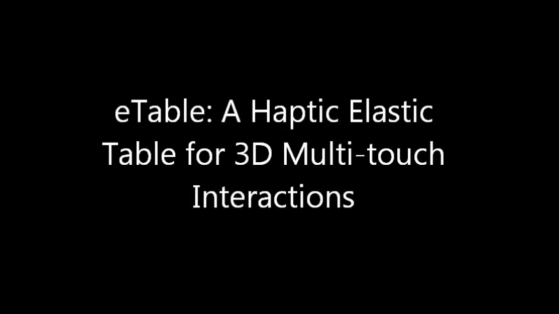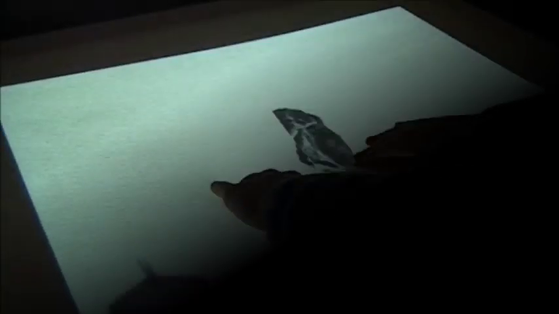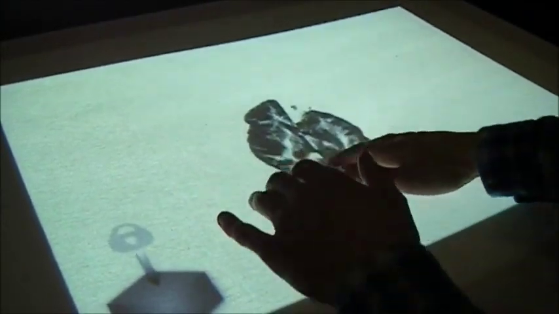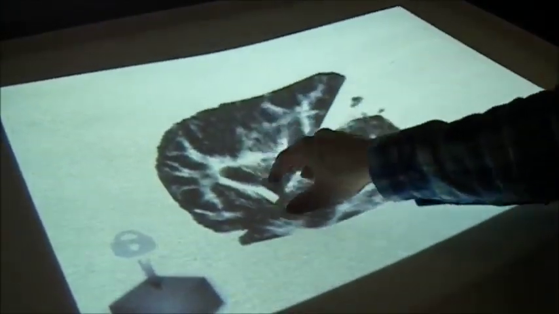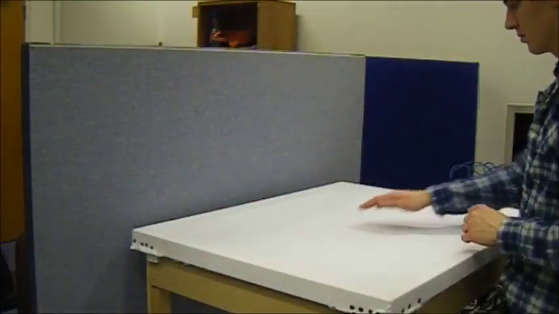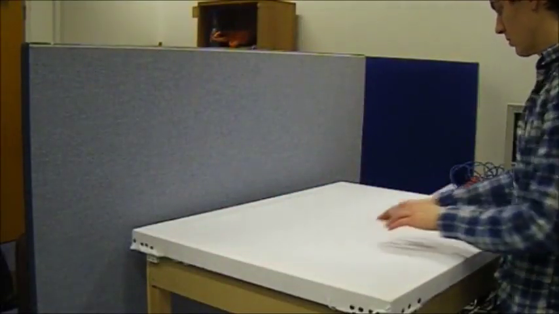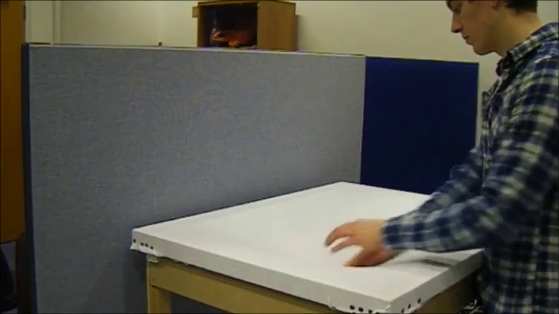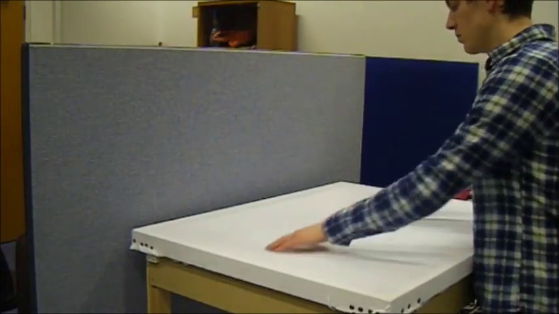eTable, a haptic, elastic table for 3D multi-touch interactions. This novel system enables users to directly interact in 3D by physically touching and manipulating an elastic membrane. The membrane simultaneously provides a surface for interaction and a screen for visualization.